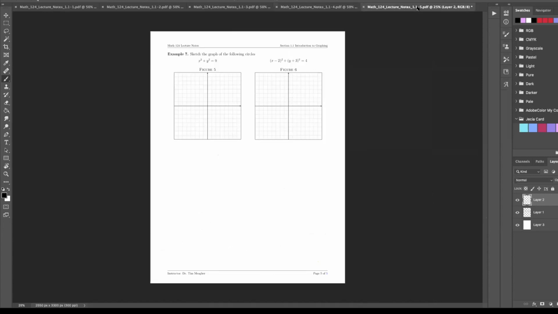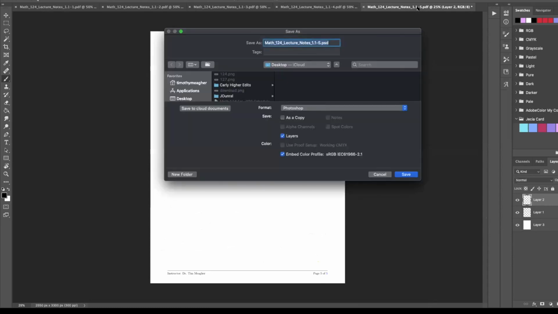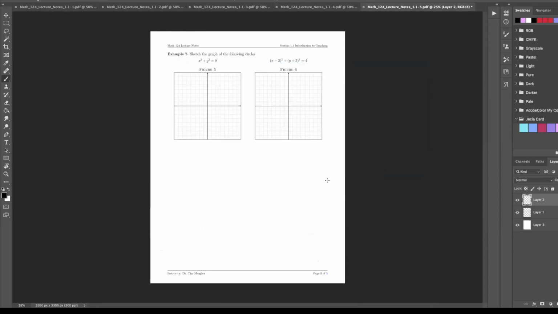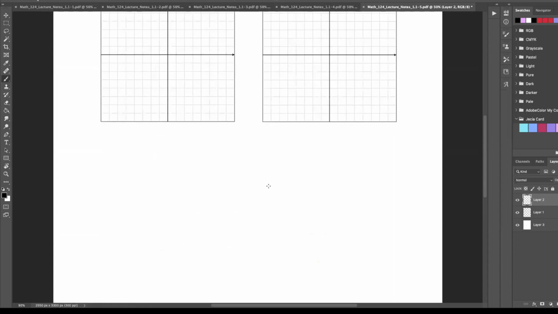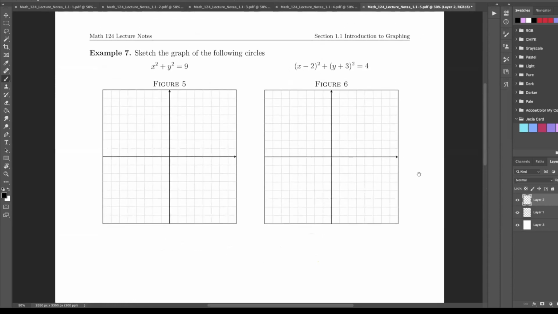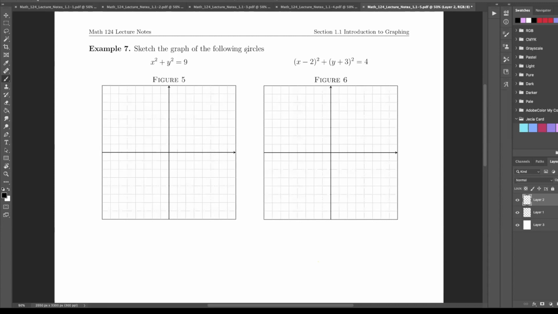All right, so here's a graph the following circles. Not what I wanted. No, I don't need to save this. I want to zoom. There's my zoom. Thank you.